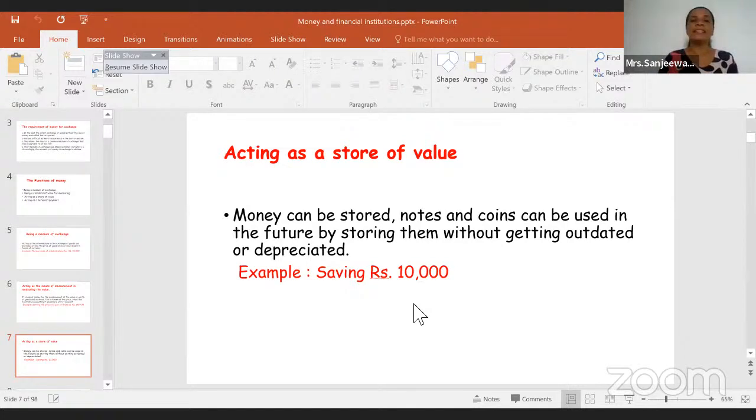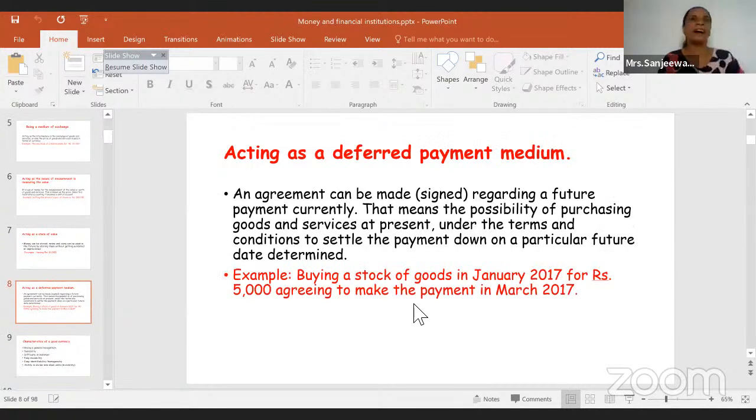Then the next one, acting as a deferred payment. What do you mean by deferred payment, right? So you can ask someone for 100 rupees, for an example. So then you can pay him or her later, right, in future. So because of this function, the deferred payment function, an agreement can be made regarding a future payment. Okay, so that means the possibility of purchasing goods and services at present under the terms and conditions to settle the payment in the near future.